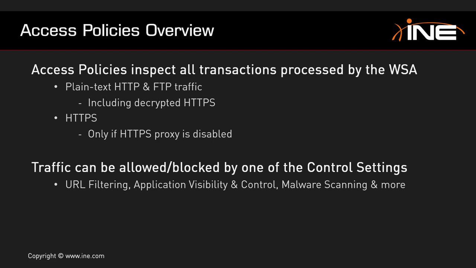Like if I want to control communication based on URLs, like inspecting the client requests, for example, to block social networking, I'm going to choose the URL filtering engine. If I want to block just part of the Facebook communication, I'm going to use AVC. If I want to use advanced malware protection or local antivirus engines, I will be using the malware scanning engine.